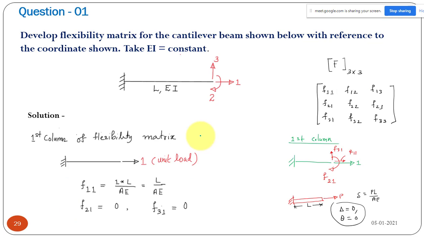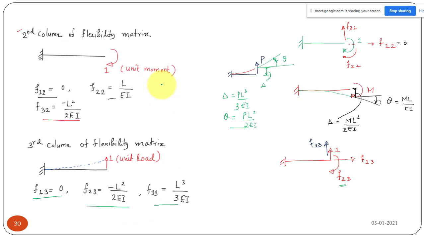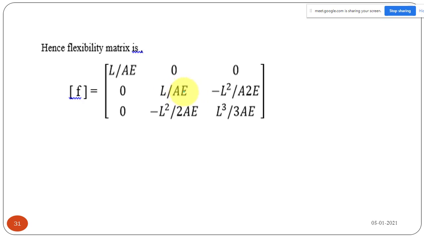Okay, what is the first column? F11 is L by AE, and this is 0, it is 0. So L by AE, 0, 0. So this will be L by EI. Okay, not AE, it is EI. Just correct it. It is L square by 2 EI. It is also 2 times EI. Okay, 2 EI, 3 times EI. Sorry, 3 times EI. So this A is not there. This is my final flexibility matrix.